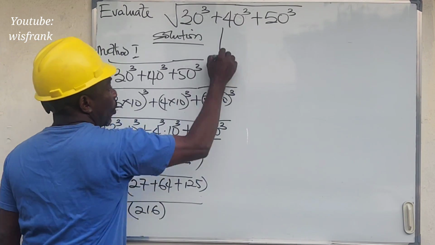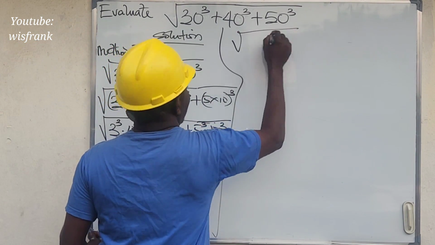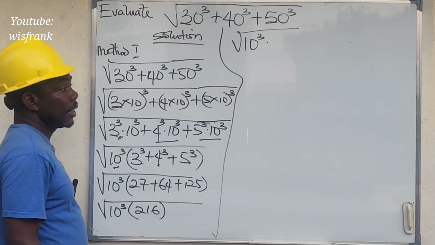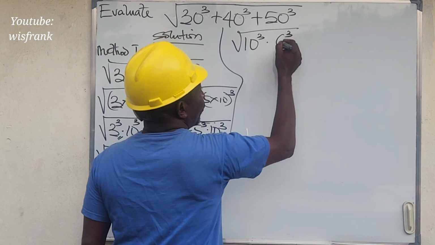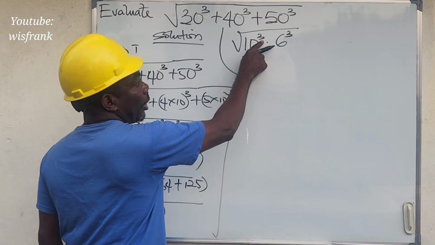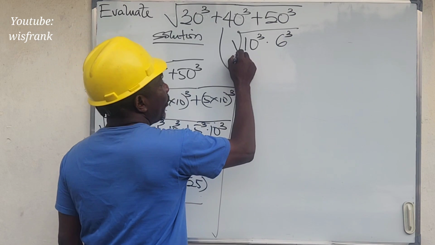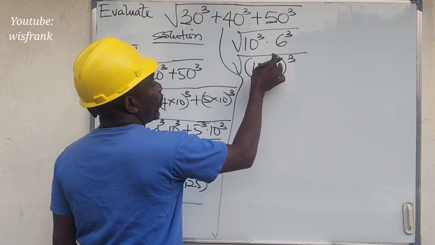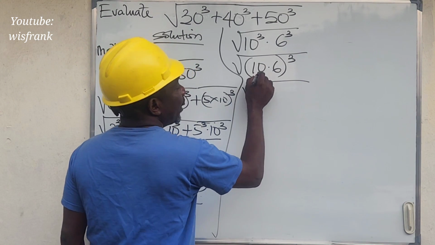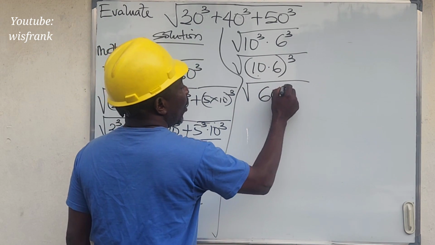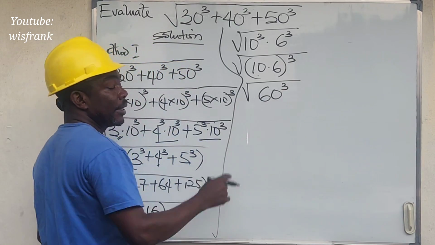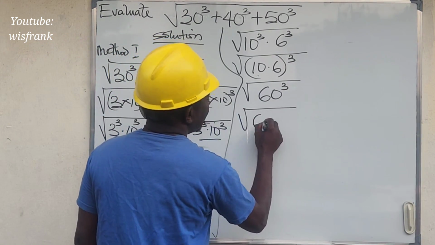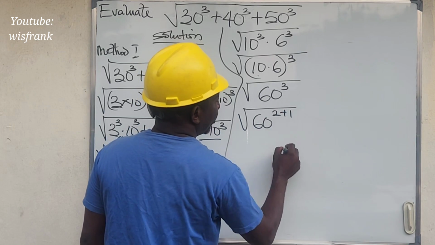So we can rewrite this as the square root of 10 to the power of 3 times this 216, which is the same thing as 6 to the power of 3. You can see that we have to the power of 3, we have to the power of 3. So we can rewrite this as 10 times 6 all to the power of 3. So this is the same thing as writing 10 times 6, which is 60, all to the power of 3. This 60 to the power of 3, we can rewrite this as 60 to the power of 2 plus 1.